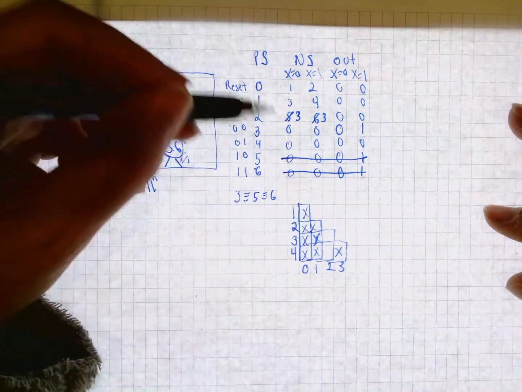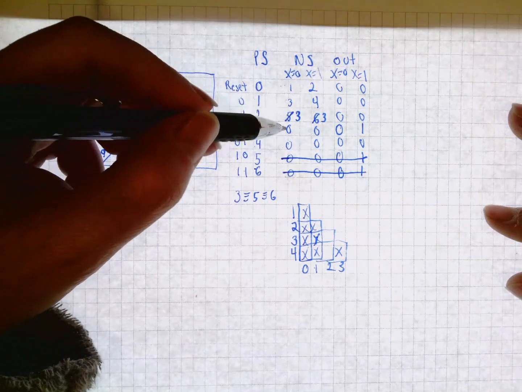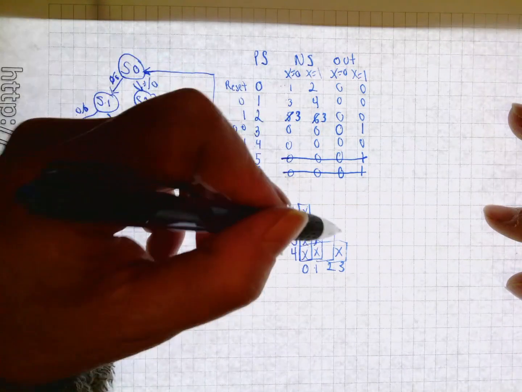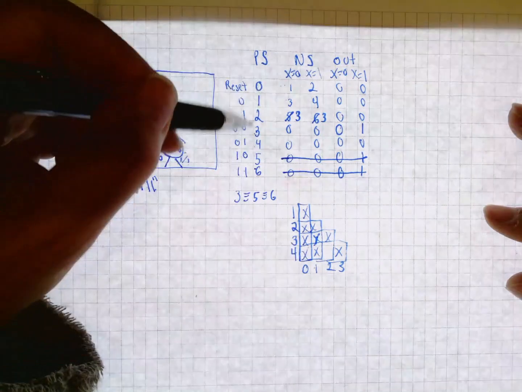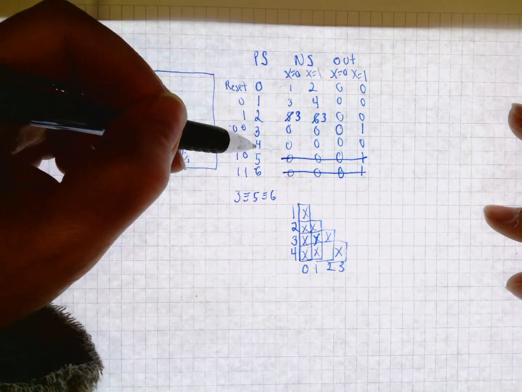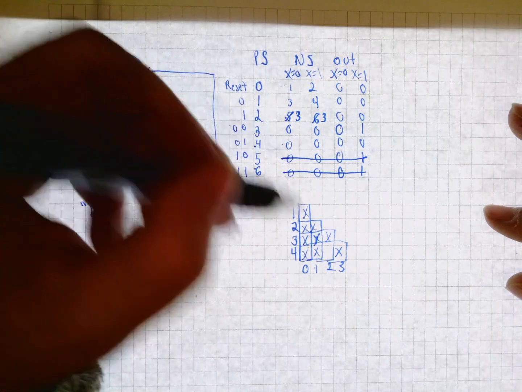How about 3 and 2? So we look at 3 and 2. We see 3 and 0. 3 is not equal to 0, therefore 3 is not equal to 2. How about 2 and 4? We go through and do a 2 and 4 comparison, 3 is not equal to 0, so that's out.